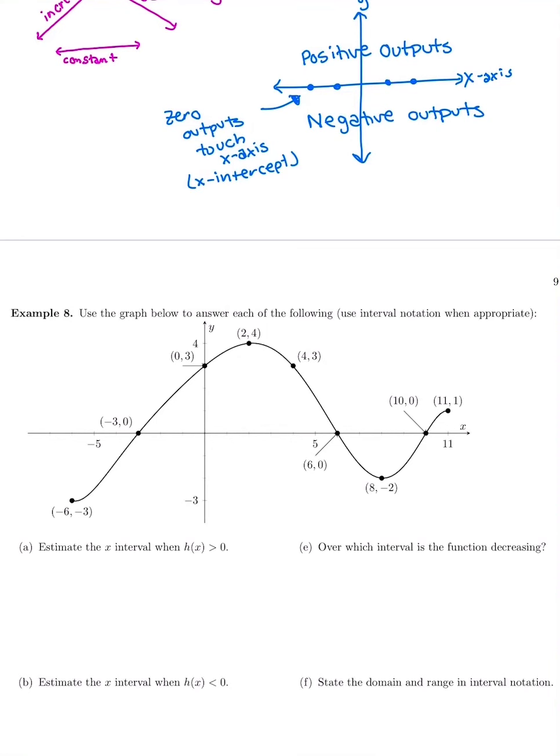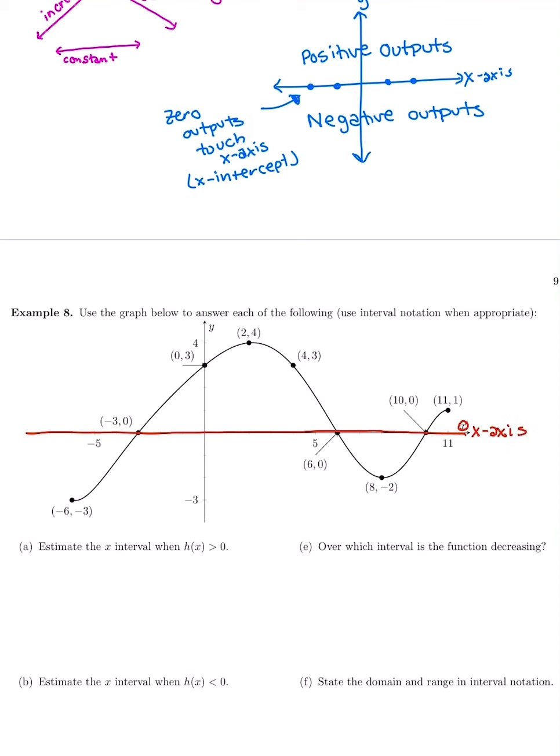Here we're going to look at a graph and try to figure out where are the positive outputs, where are the negative outputs, where are the zero outputs, where is it increasing, decreasing, all of that good stuff that we've reviewed. So first thing I'm going to do is split this up. This is our x-axis. It's labeled here for us. I'm going to write it even bigger.